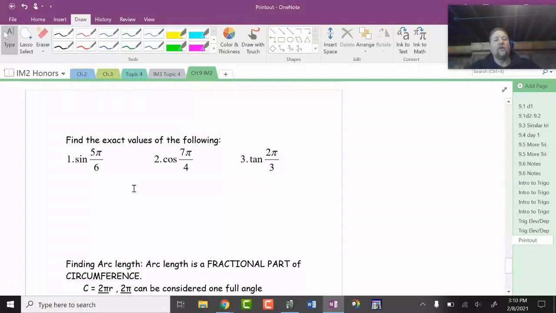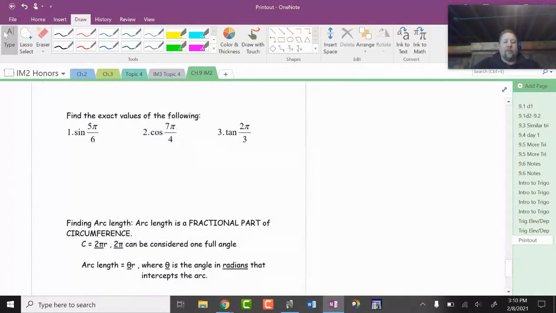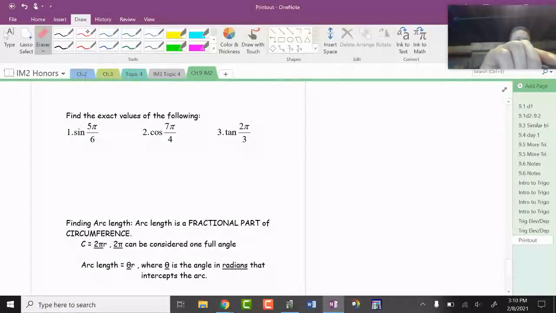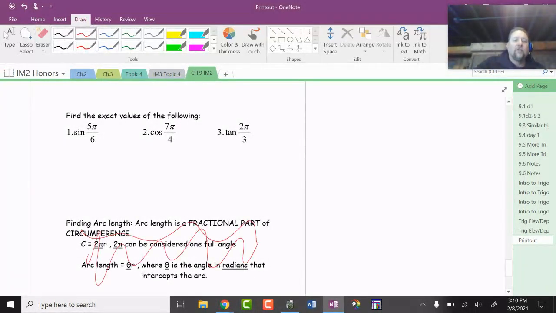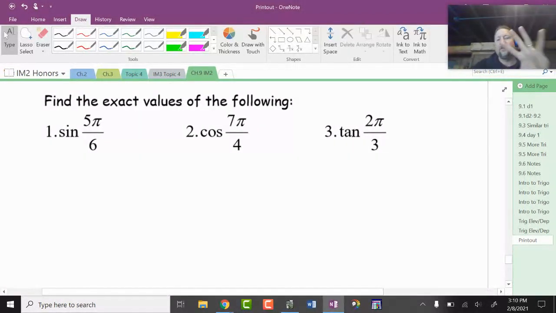Now, this is what I'm going to end with. We're not going to do applications. We're only going to do trig. But what's nice about radians is your area formulas and arc length formulas can change a little bit because radians work really well with actual side measures. So, sine of 5 pi over 6.